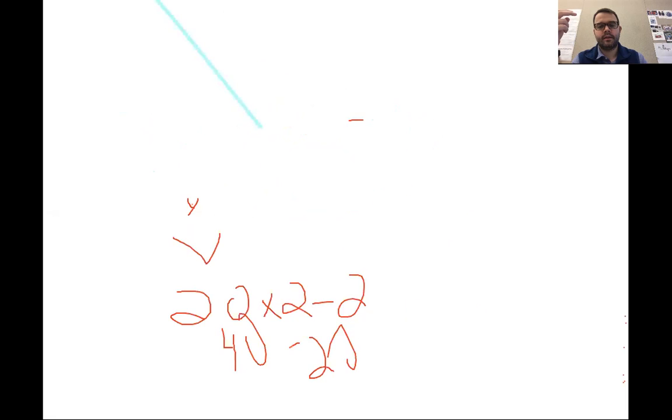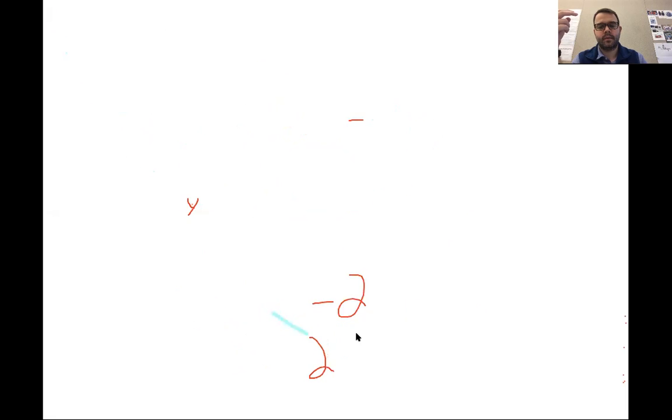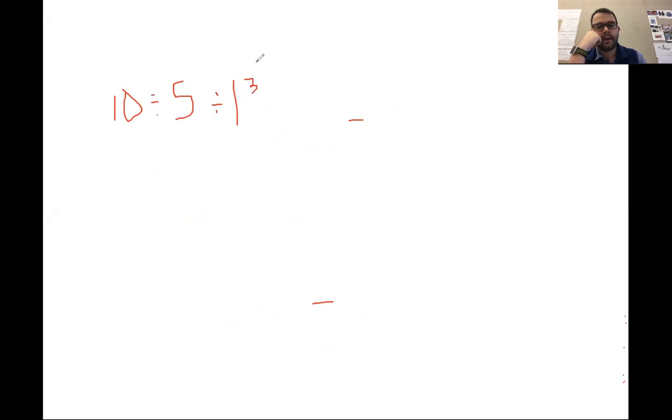I have to erase here. Give me a second. I'm going to get my drawing out. So h is 10 divided by m. M is 5 divided by 1 to the third power. So I first have to evaluate exponents.